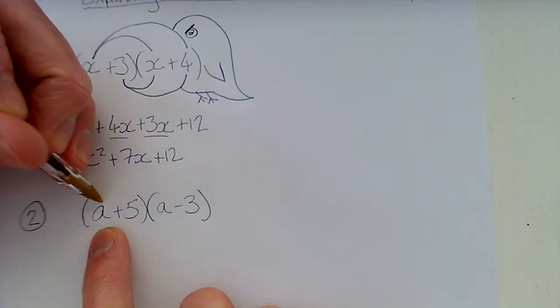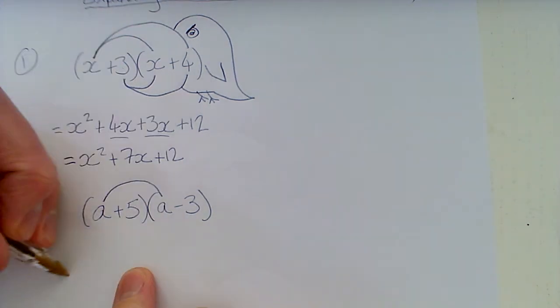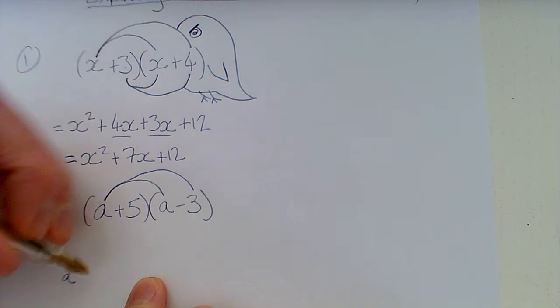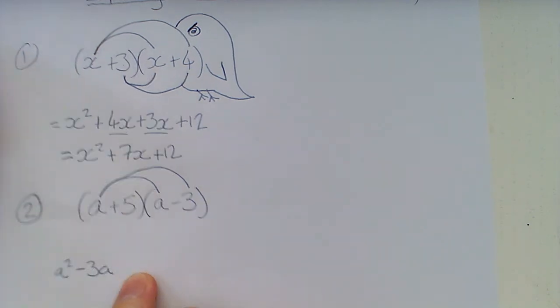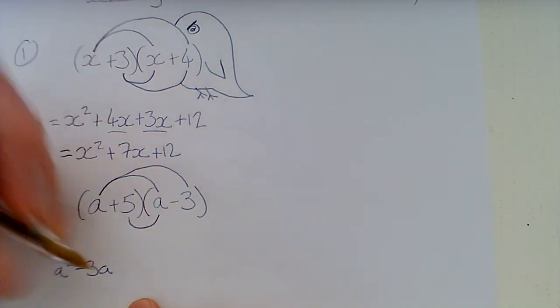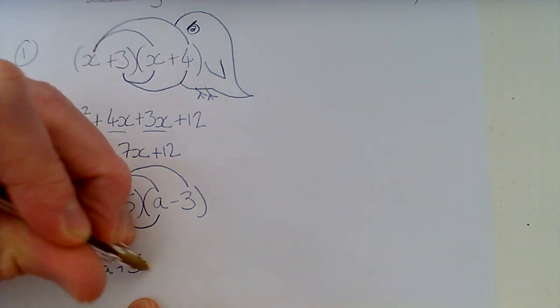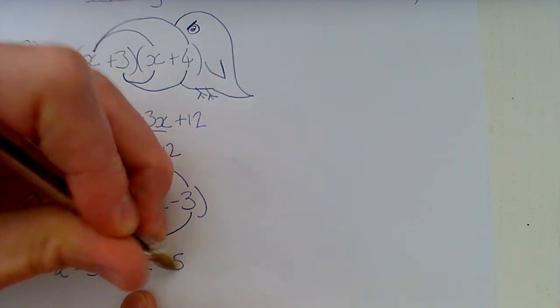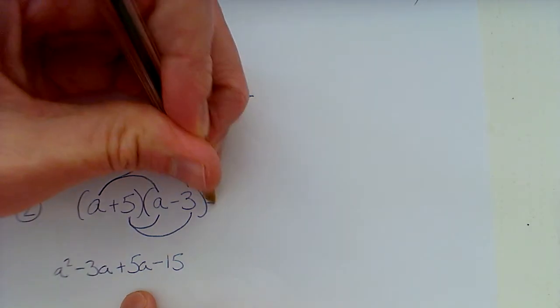So a times a makes an a squared. a times the minus 3 makes minus 3a. 5 times a makes 5a. And 5 times minus 3 makes minus 15. Let's make this one a little crab.